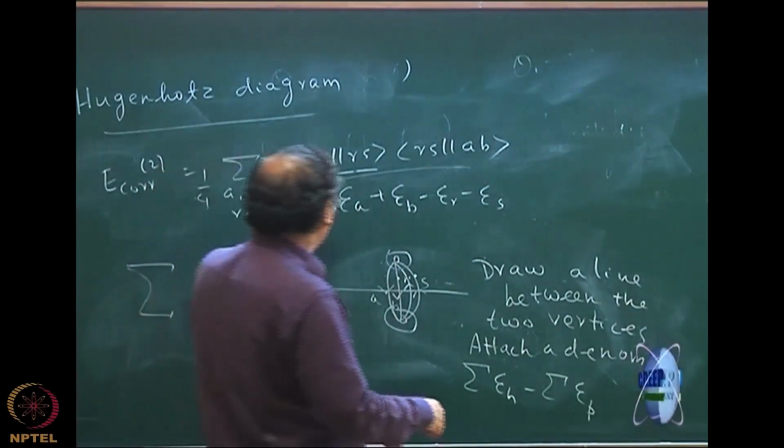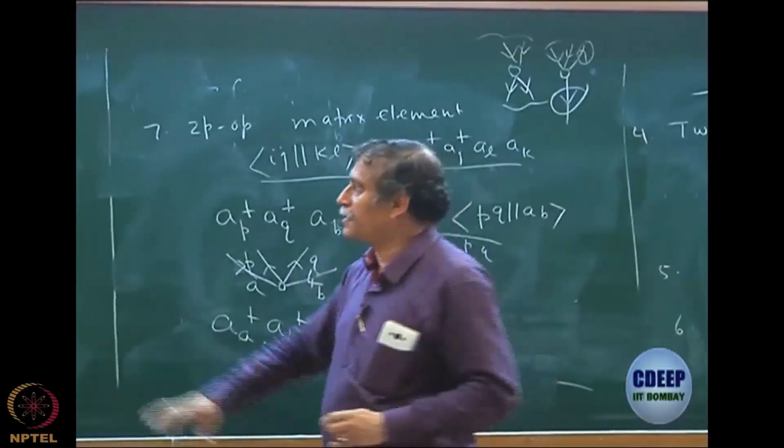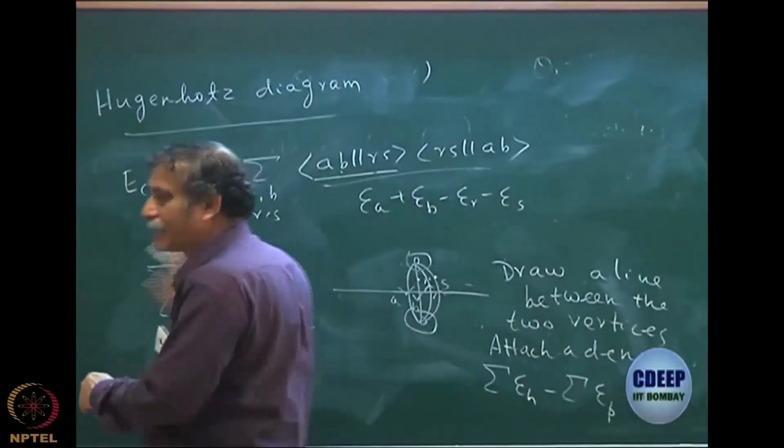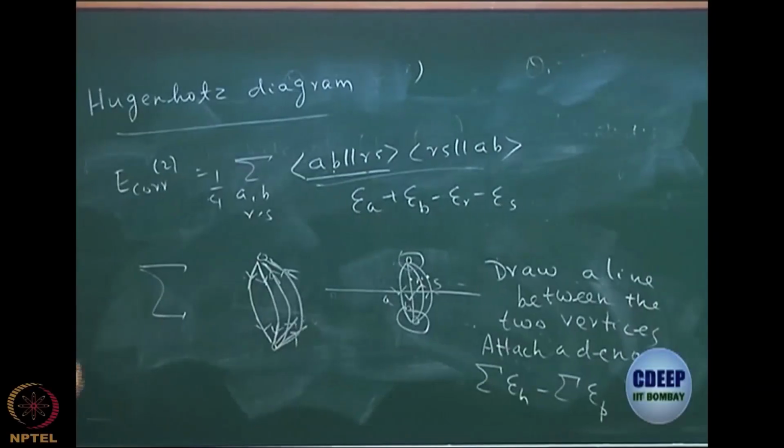If I give this rule, you can automatically see that I am actually getting to this MP2 result, and the sum over all lines, whatever is joined, that automatically comes. Of course, I still have to explain the 1 by 4 and all that, I will come to that. There are some more rules.